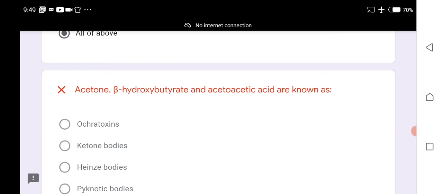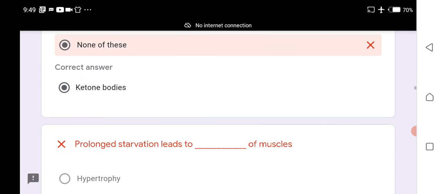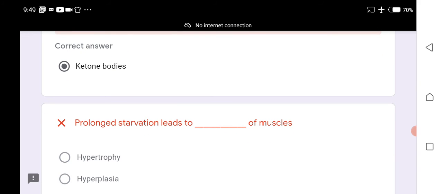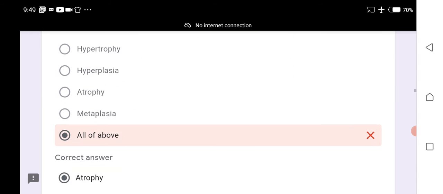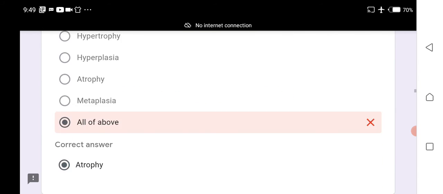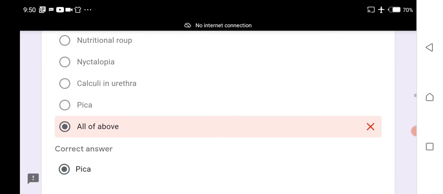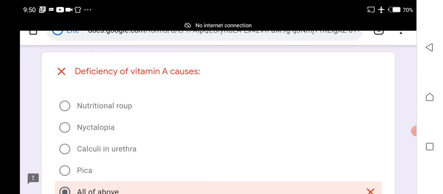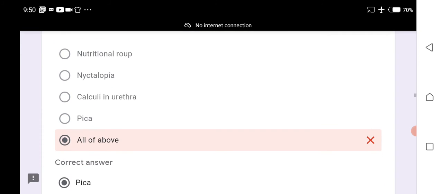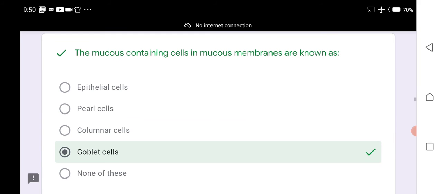Acetone, beta-hydroxybutyrate, and acetoacetate are known as ketone bodies, formed by metabolism of lipids in case of deprivation of carbohydrate in any mammal. Prolonged starvation leads to atrophy of muscles. Deficiency of vitamin A causes pica.